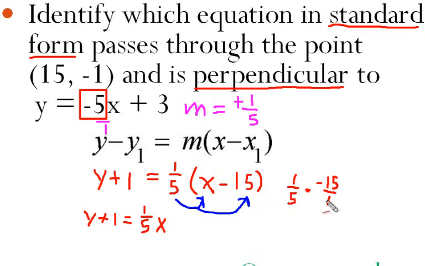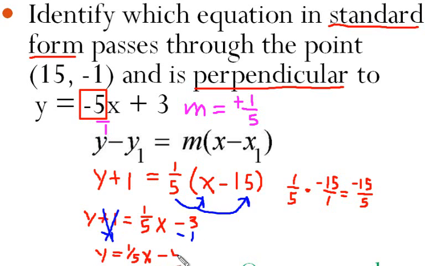I think this is negative 15 over 1. When we're multiplying, we just multiply straight across. So 1 times negative 15 is negative 15. 5 times 1 is 5. Negative 15 divided by 5 is negative 3. Alright, last step here is to subtract 1 from both sides to cancel out this plus 1. And what we're left with is y equals 1/5 x, negative 3 minus 1 is going to give us negative or minus 4.